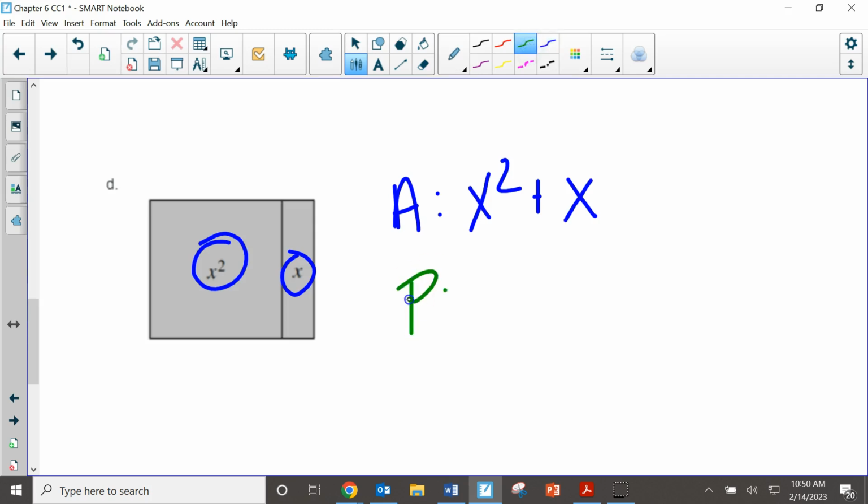So for perimeter, I'm going to go ahead and label my outside. x, 1, x, 1, x, x. Okay, add up my x's. I have 1, 2, 3, 4 here. And then I have 2 whole numbers, so plus 2.